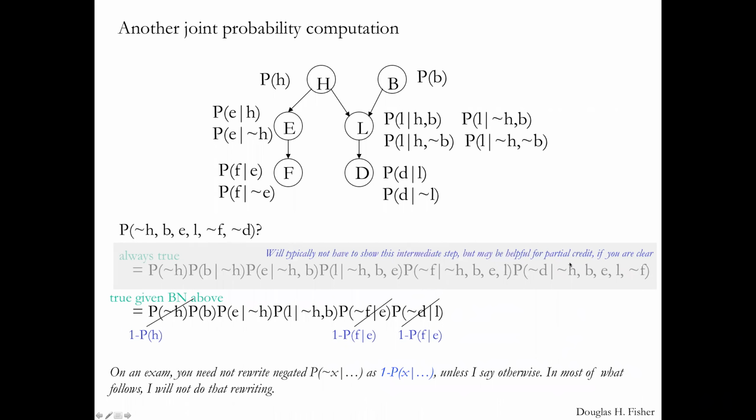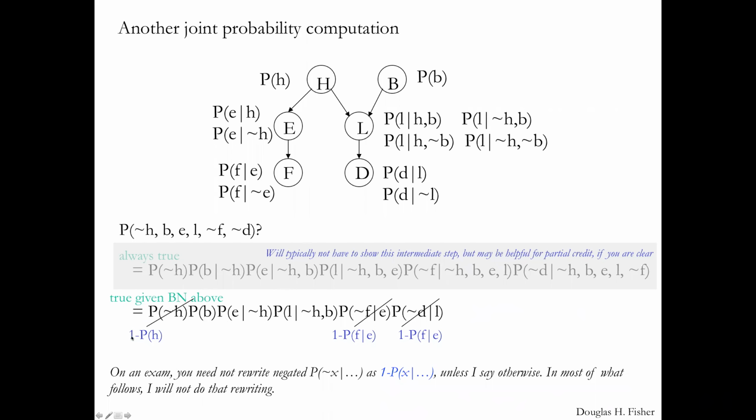You can look at this intermediate step, which is always true because of the chain rule. But again, we simply come down here, and the probability of not H is a trivial computation of 1 minus the probability of H. Probability of B is given in a table. Probability of E given not H is found in the probability table for variable E, etc.